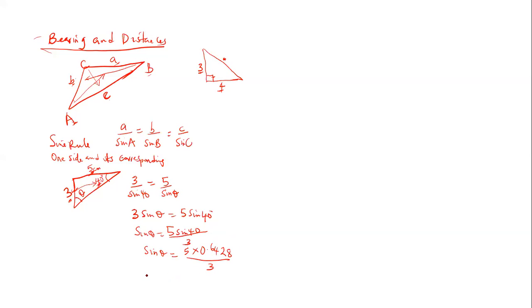So I'm going to have sine theta equals 0.9182. You can now press on your calculator arc sine or sine inverse of 0.9182. So arc sine of 0.9182 would be 66.66. So our theta will be equal to 66.66.